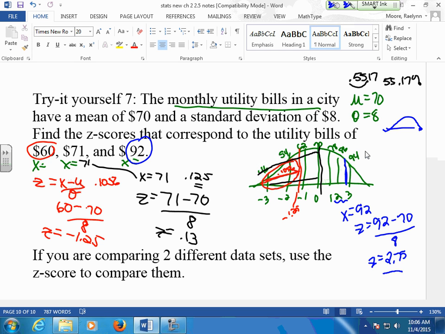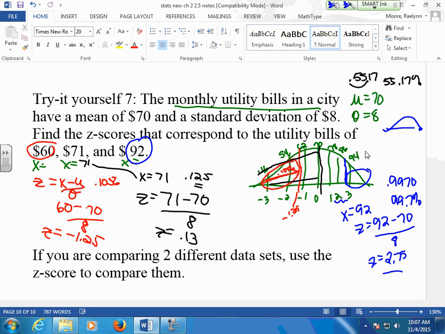So look up this z-score, 2.75, and tell me what you get. 9970. So percentage-wise, 99.7% of the area falls to the left. This is a very tiny area out here. We make it look bigger because we need to fit things in our chart.